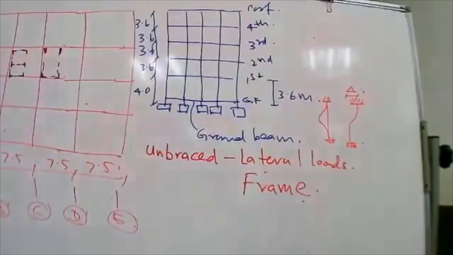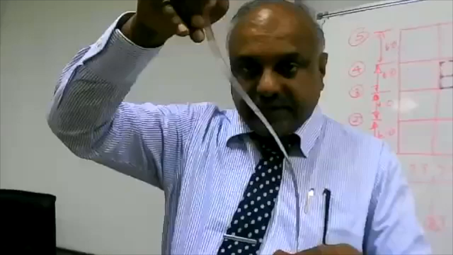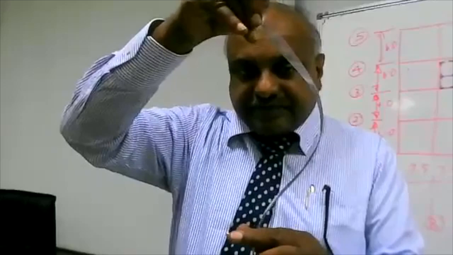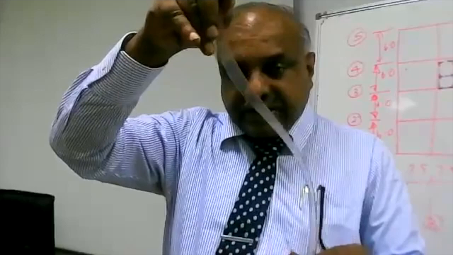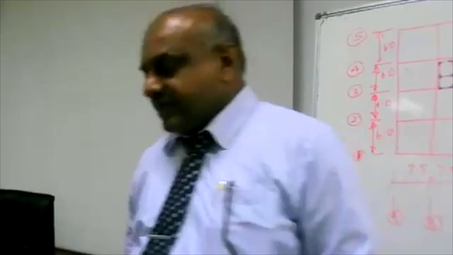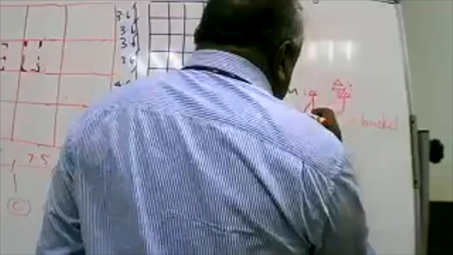So the column will look like this. It will look like this. Whereas if it is braced, it will look like this. No significant movement at the top of the column. But if it is unbraced, we can have a significant movement at the top of the column. So you can see, unbraced can buckle easily, whereas braced is more stable.